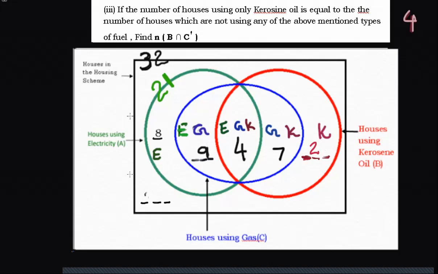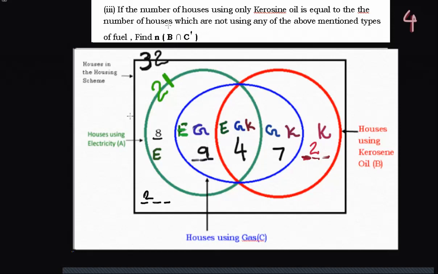2. Okay, let's double check whether the answer is correct. Add it and check. 8 and 9, 17, plus 4, 21, plus 7, 28, plus 2, 30, plus 2, 32. All right. Now all the regions, we have put the numbers. Now what are they asking for? Find the number of elements in B intersection C complement.